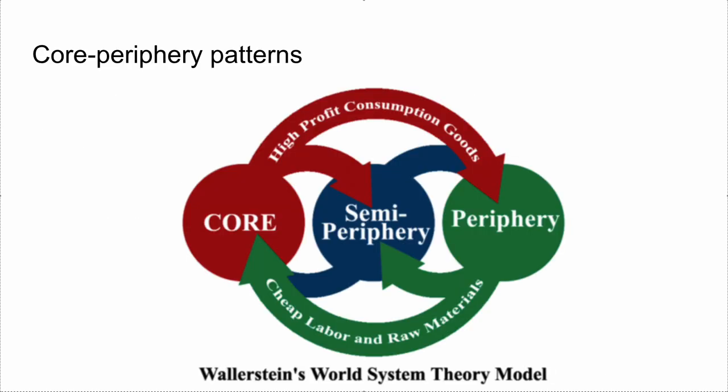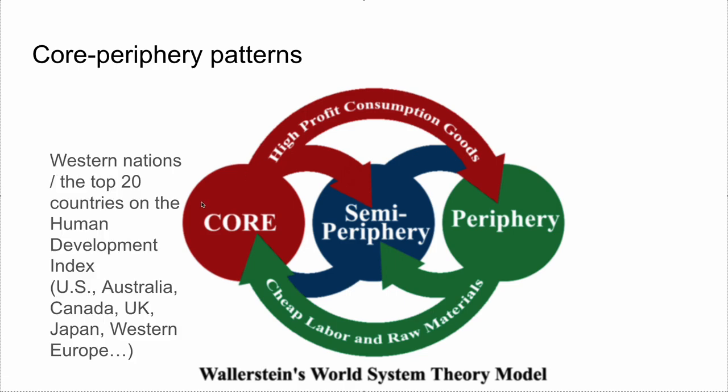Okay, so world systems theory was created by Immanuel Wallerstein in the 1970s. It claims that rich core capitalist countries succeed by exploiting the poorer peripheral ones. And in between are the semi-peripheral societies, considered the global middle class. And so consistent with what we were learning last lesson, the Western nations, or the top 20 countries on the Human Development Index, are considered the core.